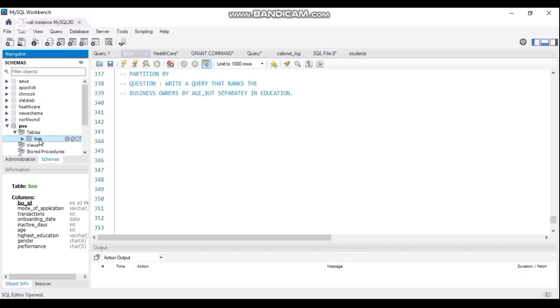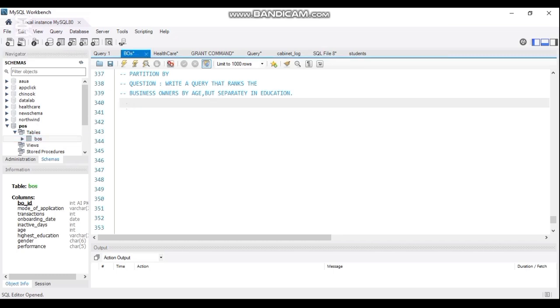Whereas in the whole school, we have just a single first position, a single second position, and a single third. Unlike partition where we can divide the whole school into classes and each class has the first, second, third.